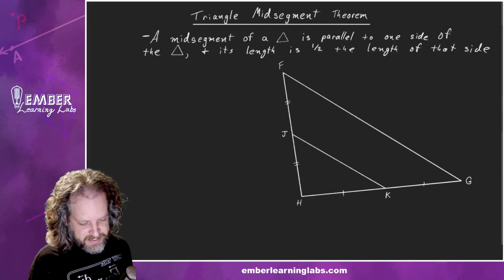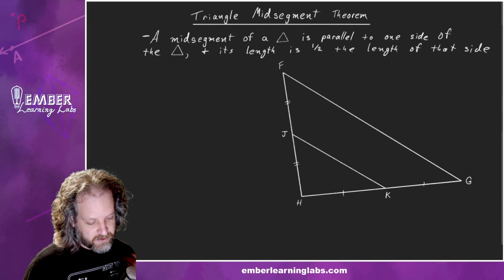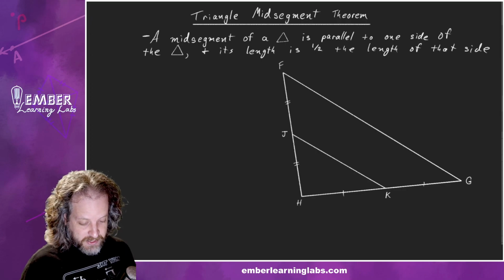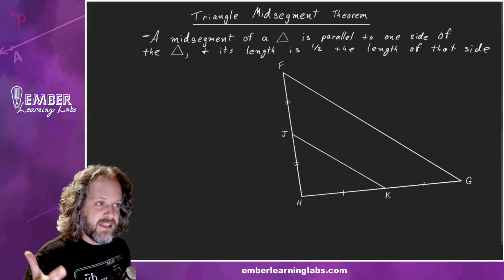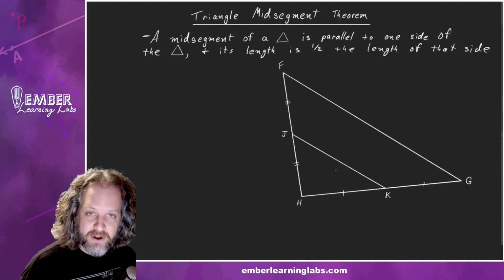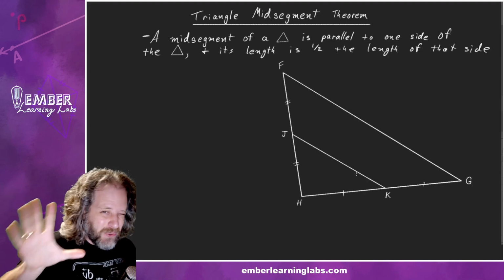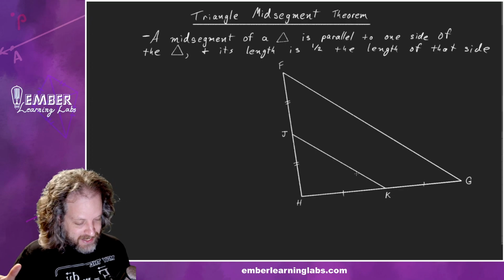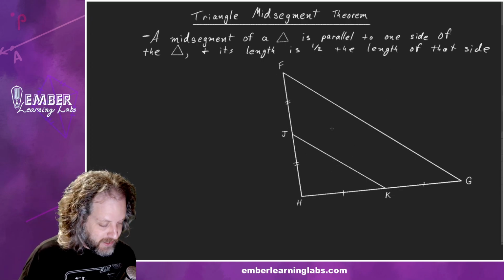So the triangle mid-segment theorem says a mid-segment of a triangle, that last thing we learned, is parallel to one side of the triangle. Always. It is parallel. Not if this is true, then this is also true. But a mid-segment is always parallel to one of the sides. That's just crazy. And not only that, its length is half the length of that side. So this is always, if it's a mid-segment, half the length of the other side.